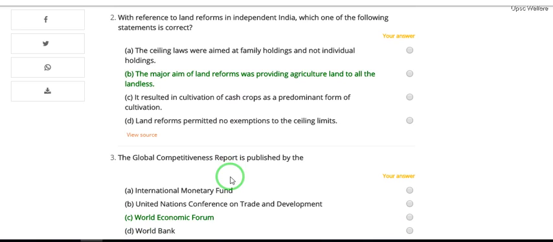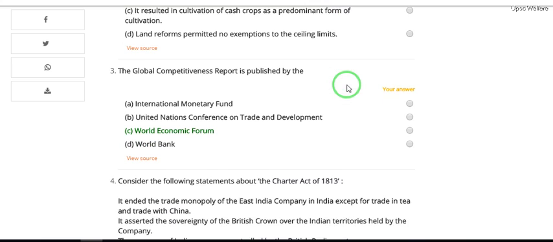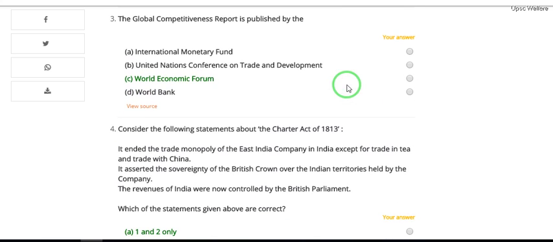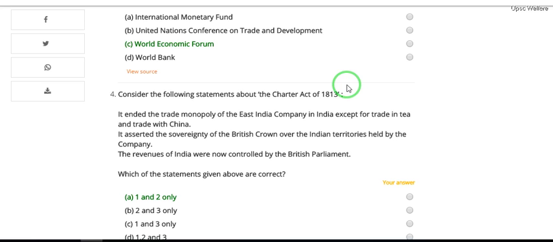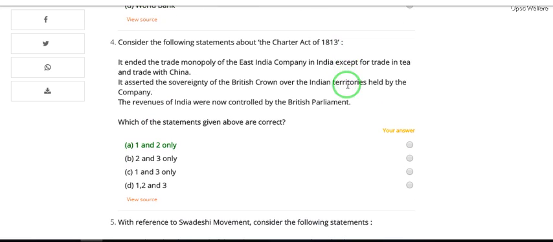Second, with reference to land reform in independent India, which one is going to be correct? Of course, I have to go with the major aim of the land reform, which was providing agricultural land to all the landless. B is going to be correct. Third one, the Global Competitiveness Report. As we know, this is generally published by the World Economic Forum.